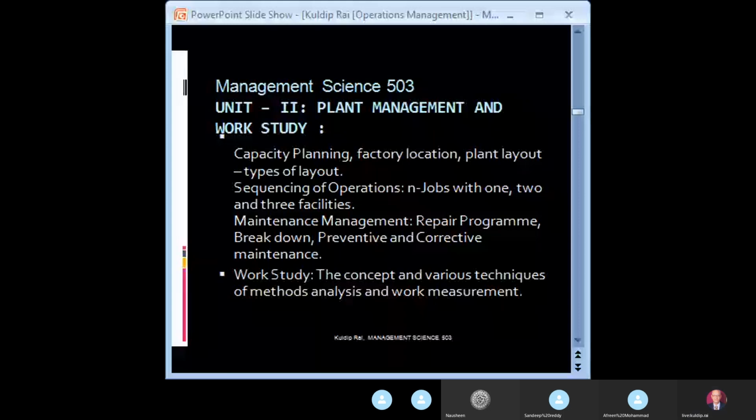Next, we move on to work measurement. What is work measurement? First, get the concept right. Work measurement is measuring the quantum of work that can be carried out in unit time. I am repeating, measuring the quantum of work which can be carried out in unit time.